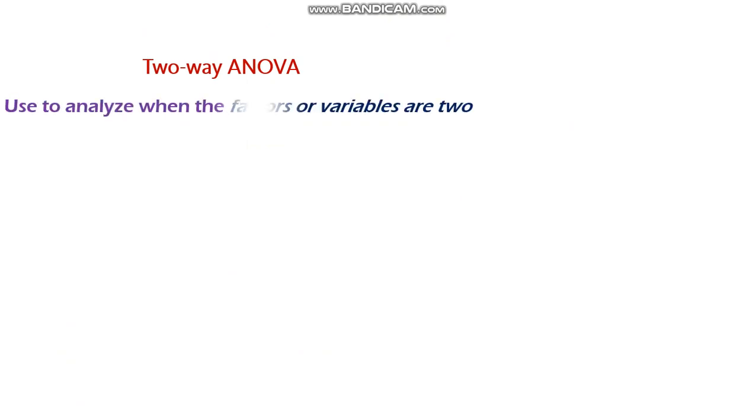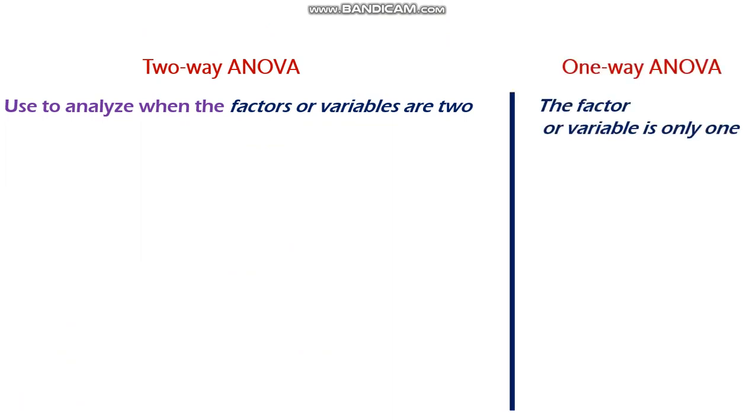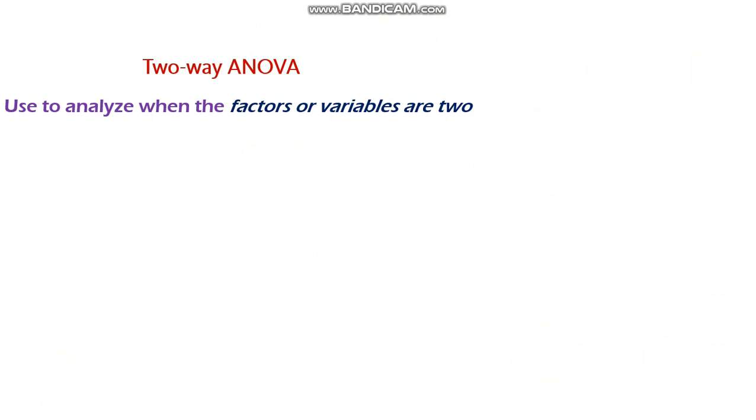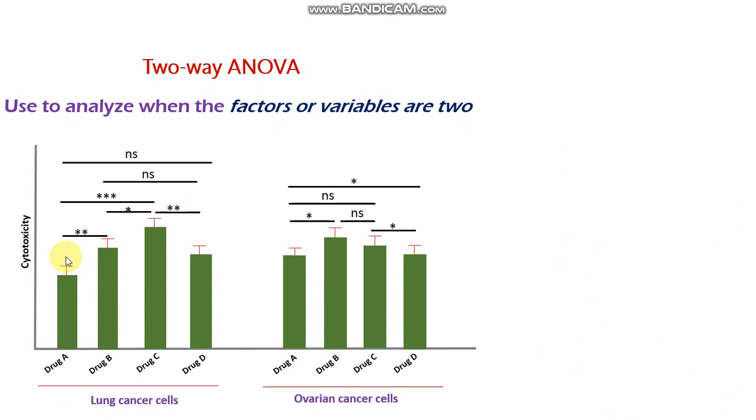Whereas the two-way ANOVA is used when there are two factors or variables. If you compare two-way ANOVA and one-way ANOVA, in the two-way ANOVA the factors or variables are two, but in the one-way ANOVA the factor or variable is only one. If you see this image, before I showed that we focused only on cytotoxicity, but here there is another factor, the cancer cells. Which kind of cancer cells? Here are the lung cancer cells and ovarian cancer cells. We want to know the cytotoxicity effect of these drugs in two different cell lines. So we need to focus on the cytotoxicity as well as the cancer cells. This is why there are two different factors, one is the cytotoxicity and another one is the cancer cells, right? This is why we use the two-way ANOVA here.